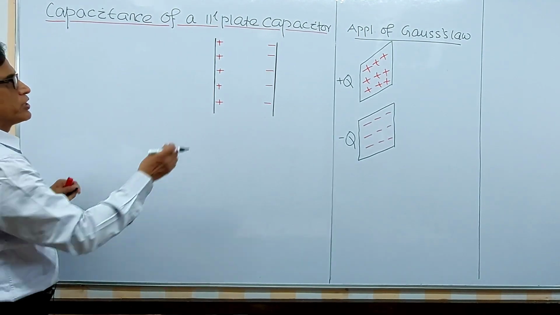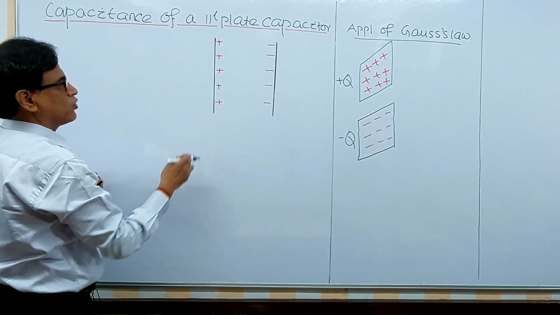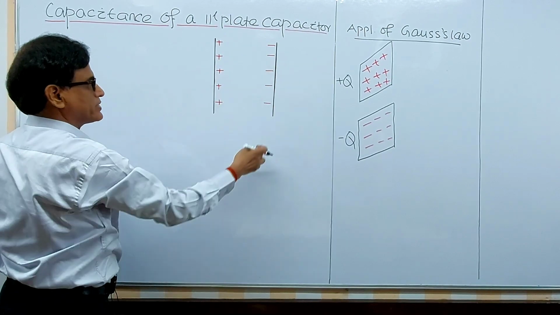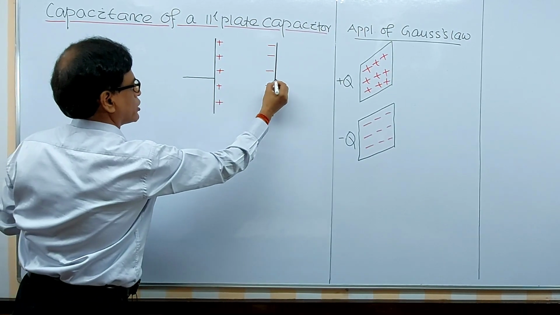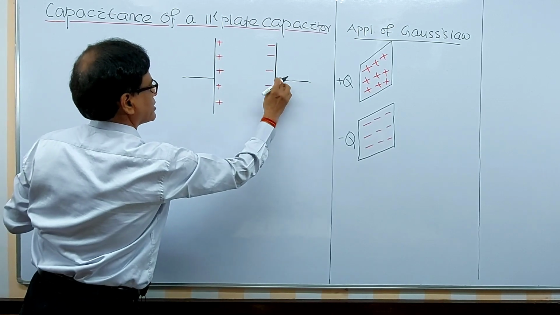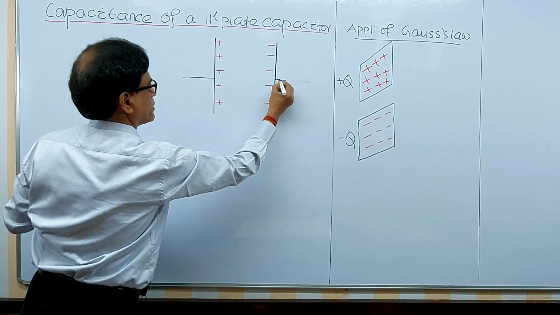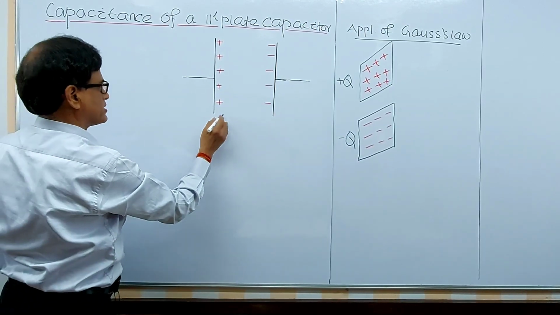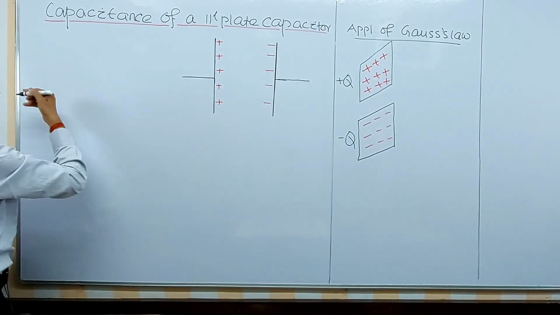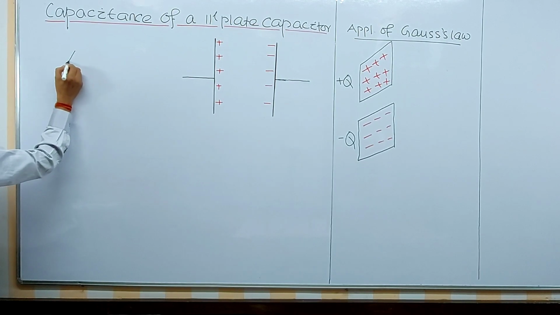Now here this is the parallel plate capacitor. One plate is positively charged, one plate is negatively charged. These are the terminals of the capacitor, which we can take to connect to some other circuits. Now the distance between these two plates is D. Here I can say this is the parallel plate capacitor.